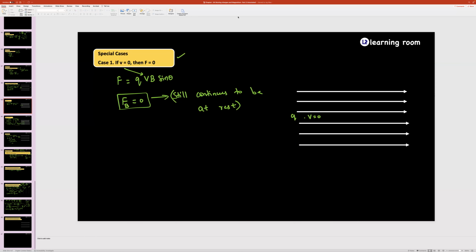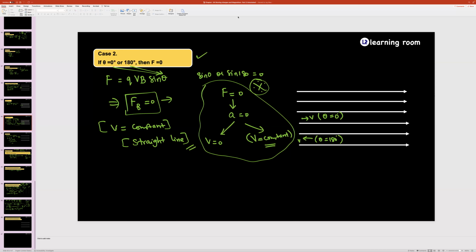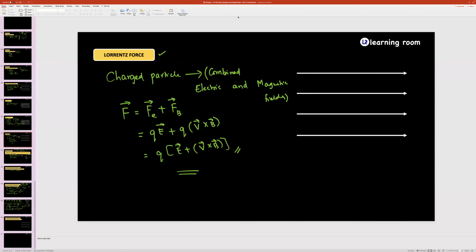When the charged particle is placed in the magnetic field and the magnetic force is 0, we conclude the particle still continues to be at rest. Whereas in this case, the particle will have a uniform velocity and move in a straight line path. That is an important point to be noted. So I explained about this Lorentz force: F is equal to Q into E vector plus V vector cross B vector.